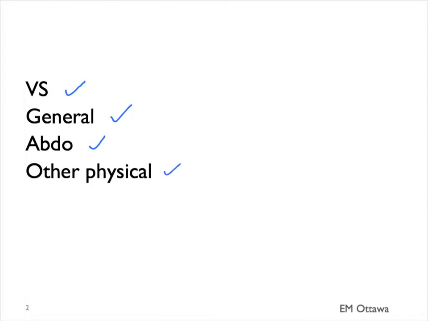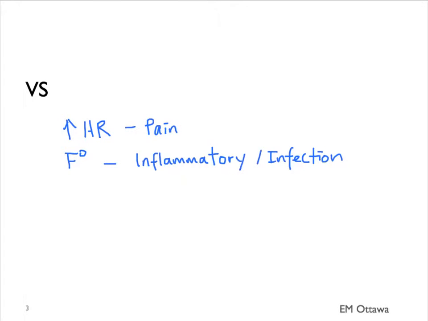that might help us. When we first look at the vital signs, patients who have abdominal pain might have tachycardia based on pain alone. If they have a fever, it suggests an inflammatory or infectious cause. A low oxygen saturation suggests a respiratory problem.